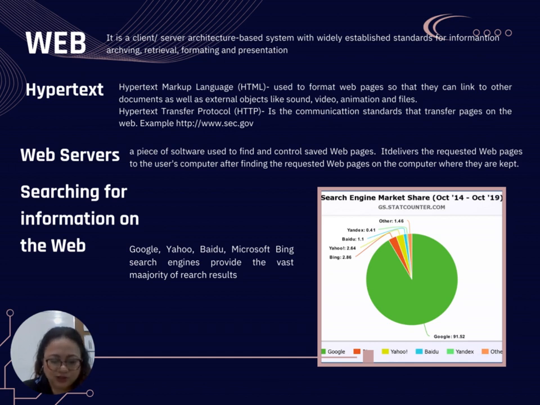Search engines of today are capable of sifting through a variety of file types, like HTML, Microsoft Office, PDF, audio and video, and image files. There are thousands of search engines worldwide, but Google, Yahoo, Baidu, and Microsoft Bing provide the vast majority of search results.